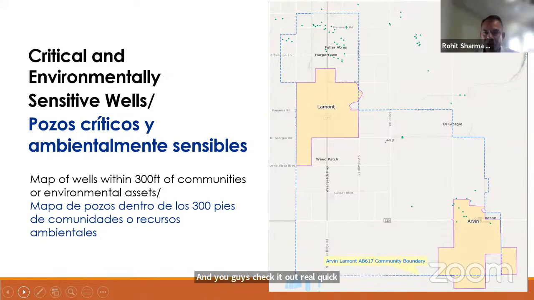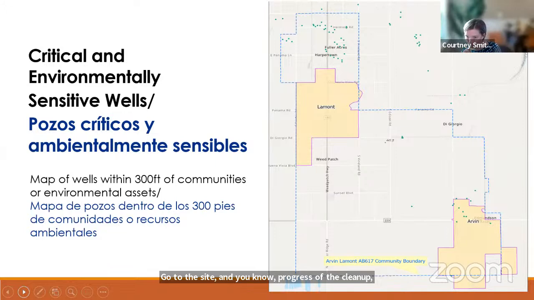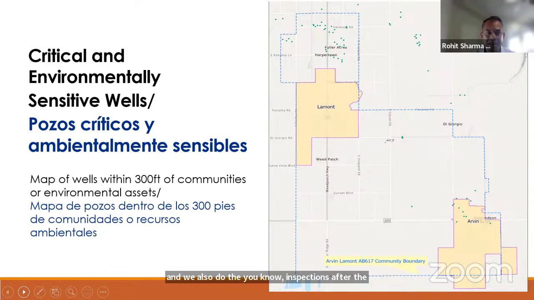We do both. Whenever we get the information on any incident related to the oil and gas, we immediately let the operator know if they don't know already, and then we dispatch our inspectors to go to the site and monitor the progress of the cleanup, and we also do the inspections after the cleanup has been done. Operators are required to report that to Cal OES if it's a reportable spill or incident, and after the cleanup is done, we contact the OES so that the community knows that it's all been done.